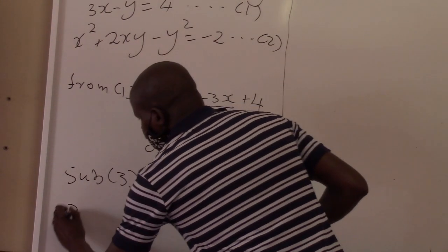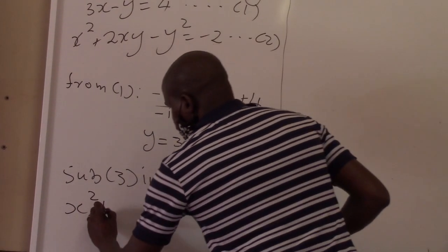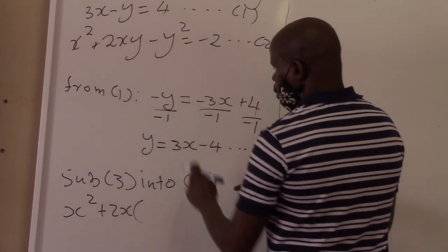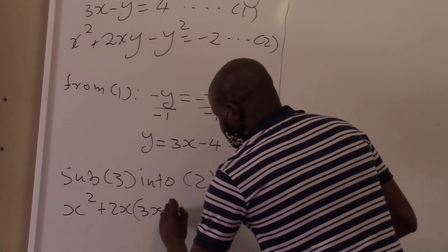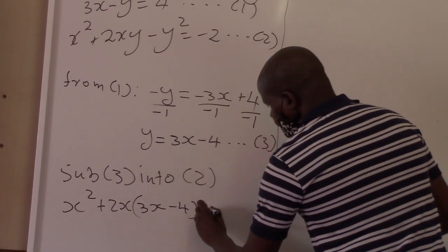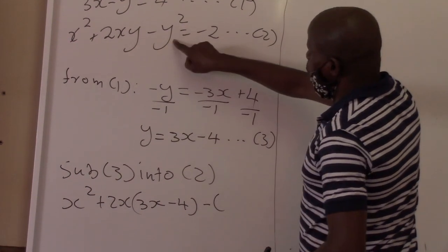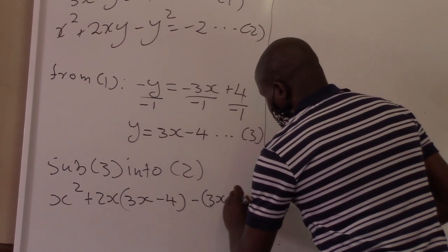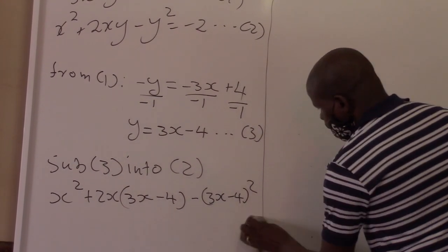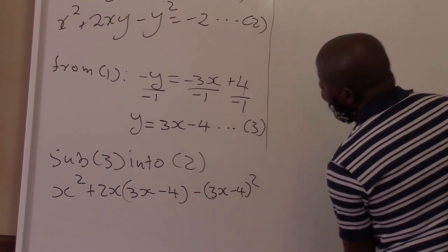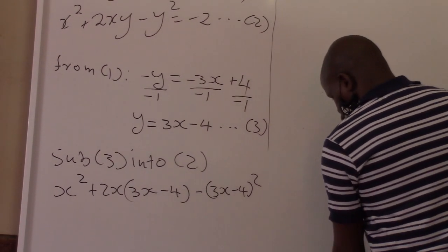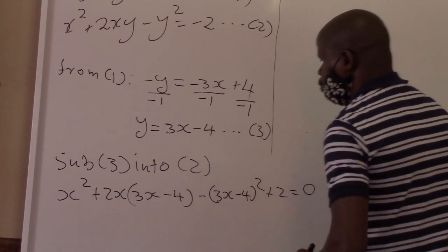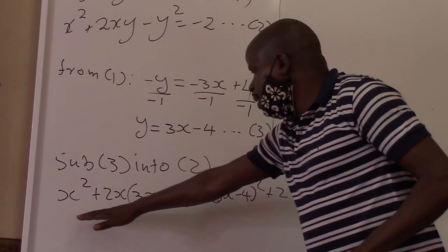So we are having x squared plus 2x into, where there's y, we no longer write y, but we write 3x minus 4, minus, we open up the bracket, it was supposed to be y squared, so it's 3x minus 4 squared. And then we still have the negative 2 there, so we just transpose it, it will be plus 2 is equal to 0. Now we have to simplify those terms.